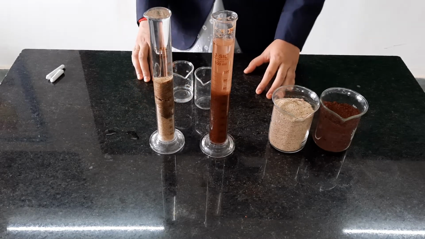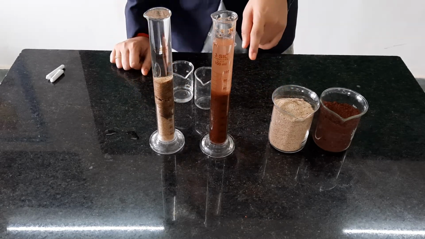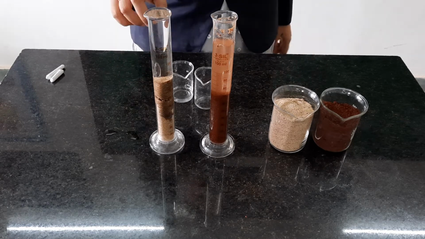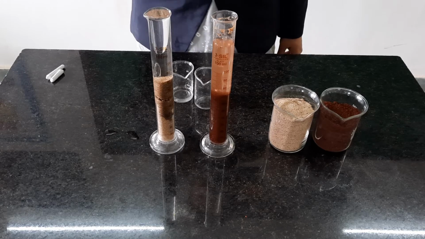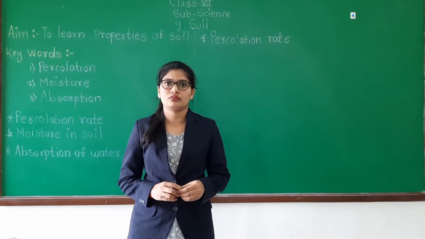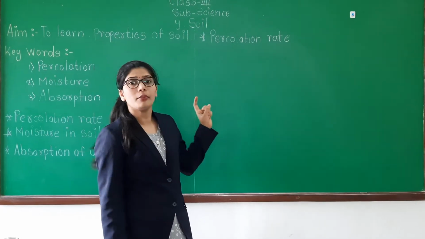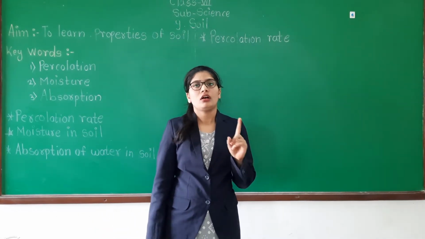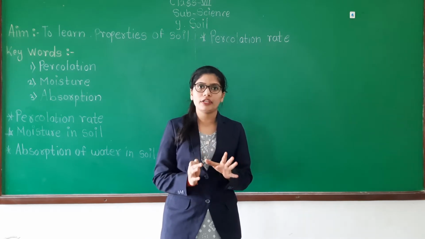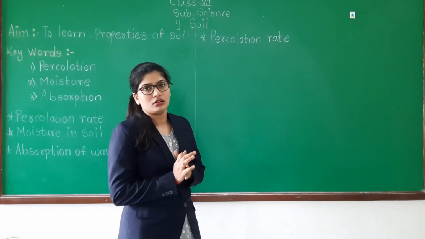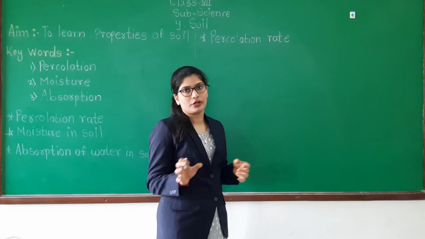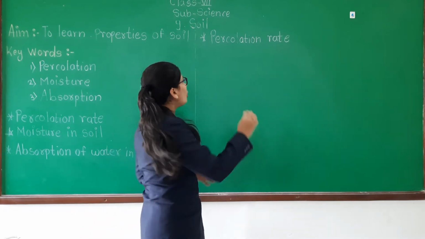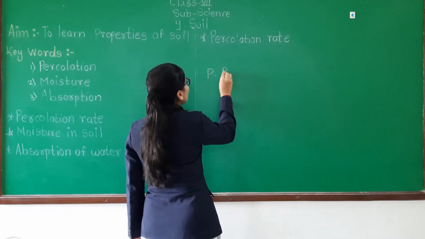Okay, so now we will calculate the percolation rate of clay soil, and then we will do the sandy soil. In your textbook, one question is already solved, but we are solving it by taking our own numbers, now that we have completed that. So how can we calculate the percolation rate?